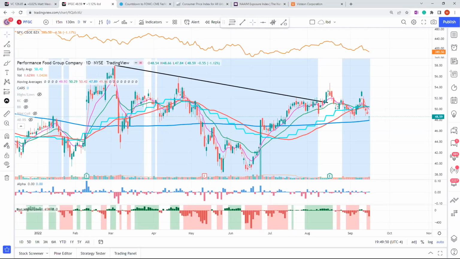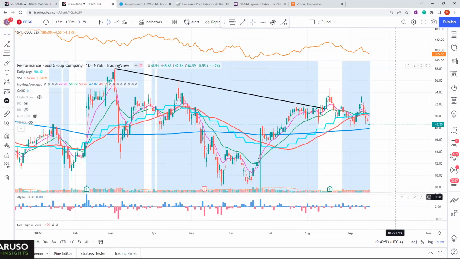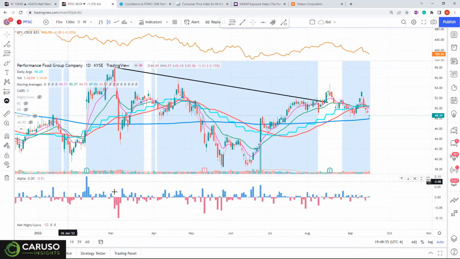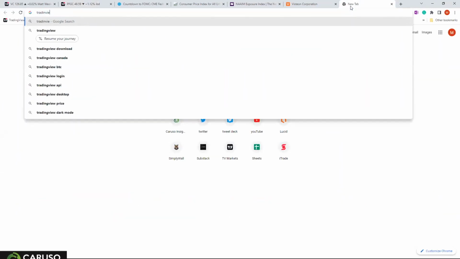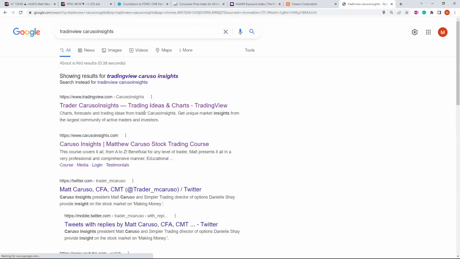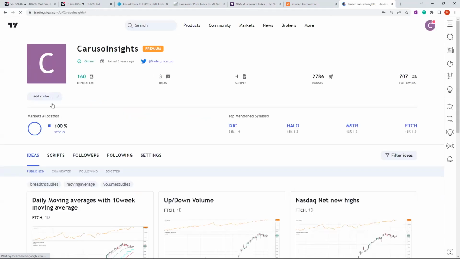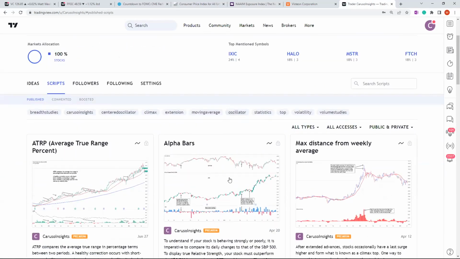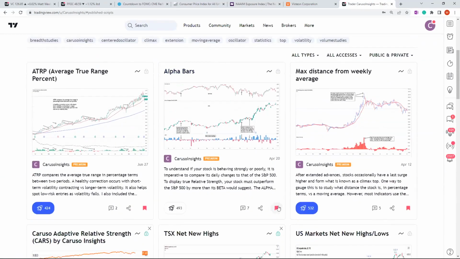I want to dive a little deeper into relative strength. A critical part of this analysis is going to be these alpha bars. If you type in Google TradingView Caruso Insights really quick, you'll see my ideas and charts come up. This is my profile here on TradingView. If you go to scripts, here's alpha bars. You can click on alpha bars and add this to your favorites. It's free. I don't charge for alpha bars.